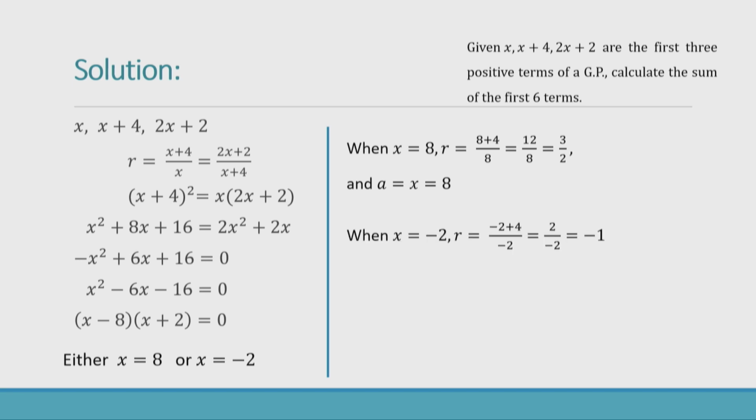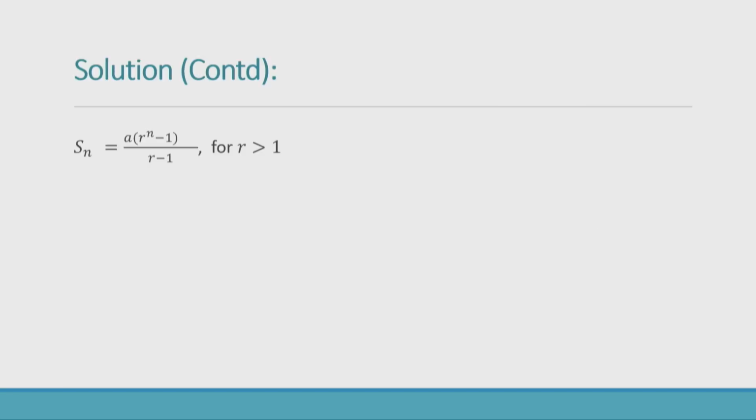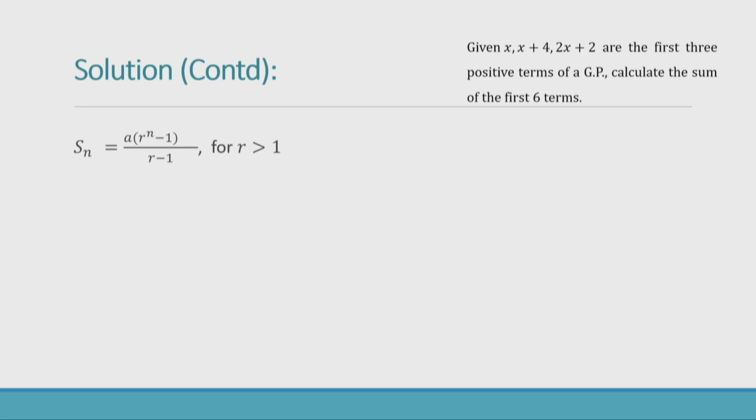Now when x is equal to negative 2, I replace in r, which is (x plus 4) over x, and I get negative 1. But we were told that the first three positive terms of a GP, so we have to consider only positive terms. Therefore, our common ratio cannot be negative, so we reject x equal to negative 2. So we will take r to be 3 over 2 and a to be 8. And I need to calculate the sum of the first 6 terms.